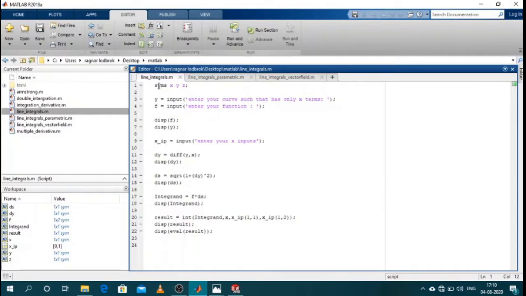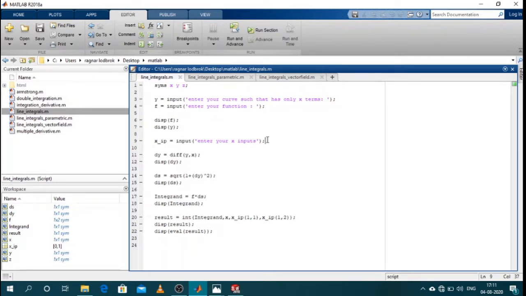First, you define the variables x, y, and z, and second, you input the curve. Then you input your 3D function, and the last thing you have to input is the values of your x's. Basically, we are going to simplify everything in terms of x.